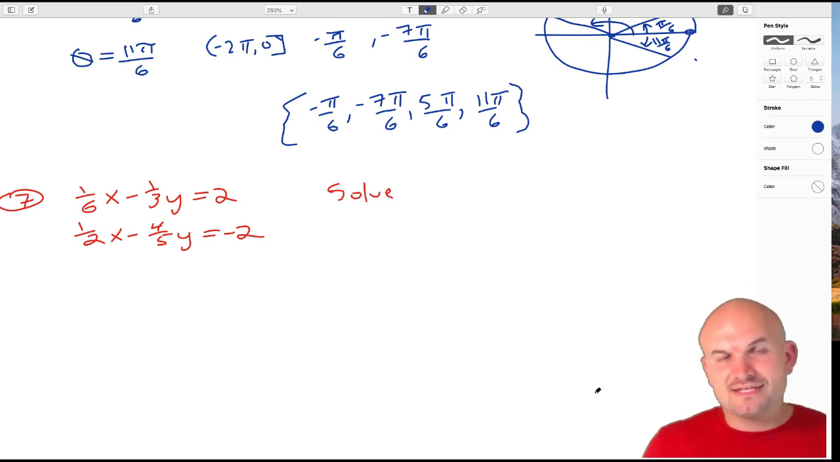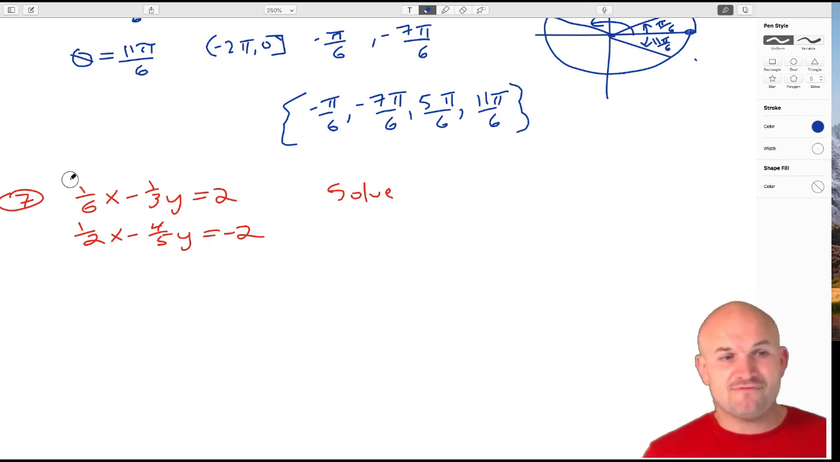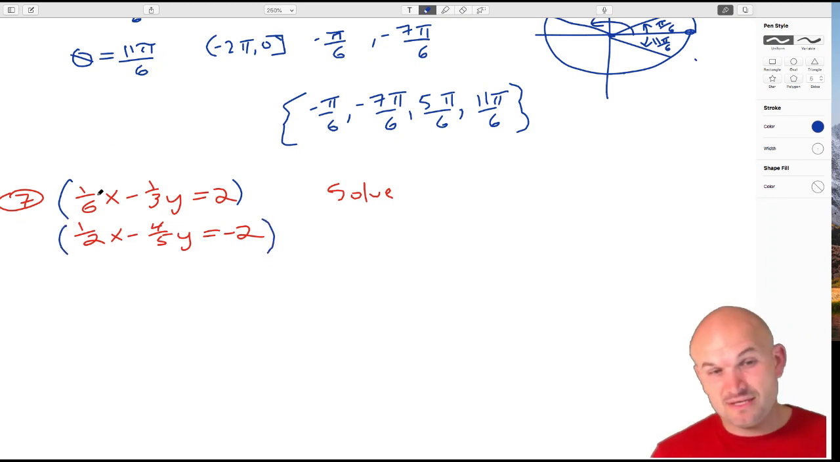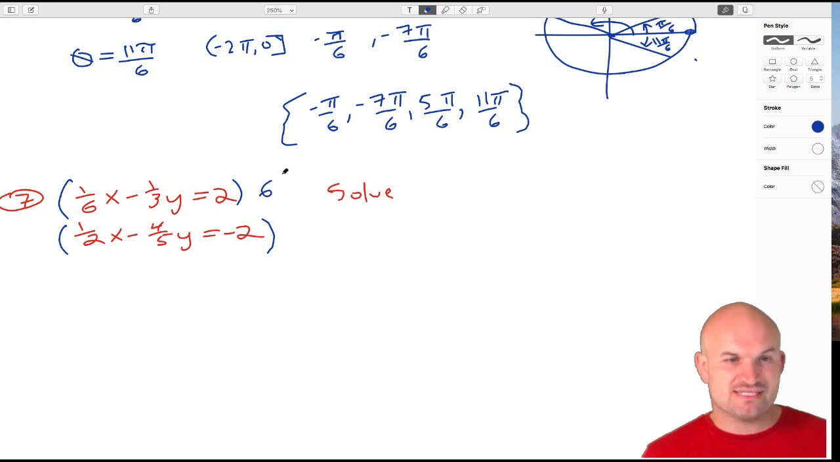So the main thing is nobody wants to do solving a system of equations with fractions. So the first thing I'm going to do is get rid of all of the fractions. But I'm going to treat the top and the bottom equation separately. In the top equation, I'm going to find the least common denominator of 6 and 3, which is just going to be 6. So I'm going to multiply the top by 6. And then I need to find the least common denominator of 2 and 5, which is going to be 10.